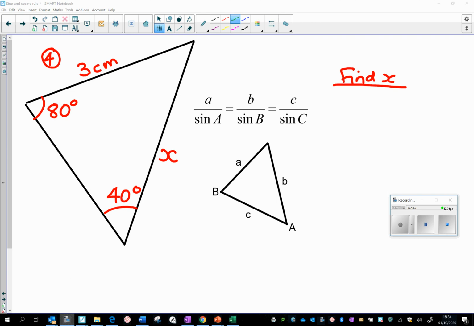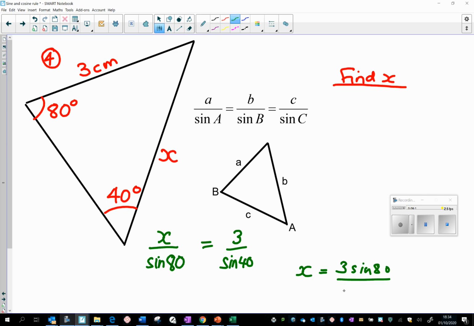And one last question just to make sure you've got it. Here we have x, so x divided by sine 80 is equal to 3 divided by sine 40. Okay, multiplying by sine 80, x will equal 3 sine 80 divided by sine 40. Don't cancel the 80 and the 40. Okay, so the 80 and the 40 do not stand alone. They're not multiplied by the word sine.